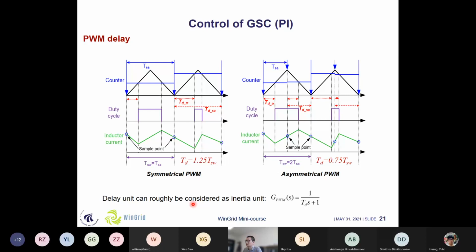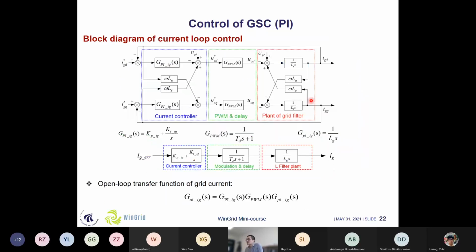And in this modeling, even though the PWM delay is purely a delay unit, normally the time period for this delay is very short. So here we can just use an inertial unit to model this PWM delay. And then if we have the plant of this grid filter, the PWM delay unit, and together with our PI controller, then we can draw the control block diagram of this current loop.